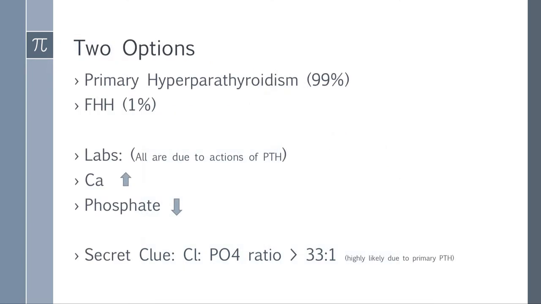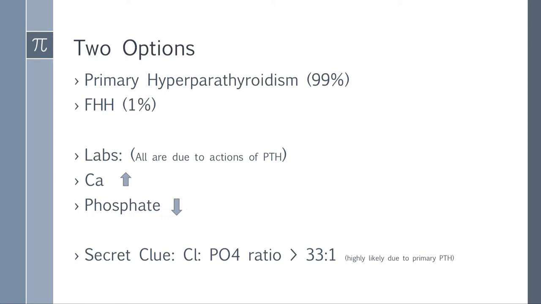So we talk two options, which is primary hyperparathyroidism, which is 99% of the cases, and FHH is 1% of the time. So what are the labs going to look like? So remember the actions of PTH. What does that do? It activates your vitamin D and also works in the kidney to absorb calcium, right? But it also works in the kidney to secrete phosphate. So you have a high calcium.